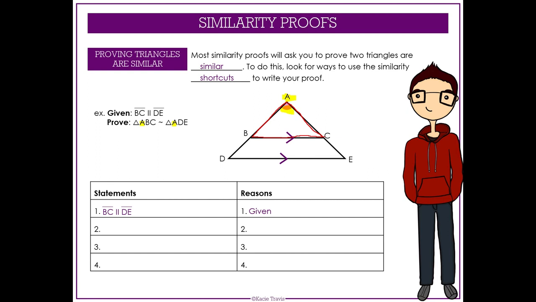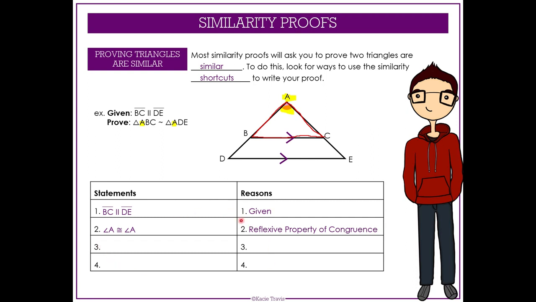Next, we talked about angle A. Angle A shows up in both of our triangles' names. So angle A is congruent to A. And what we're going to do is we're going to use the reflexive property, okay? Remember way back when we were dealing with proofs, anytime you say that something is congruent to itself or something is equal to itself, that's using the reflexive property, okay?